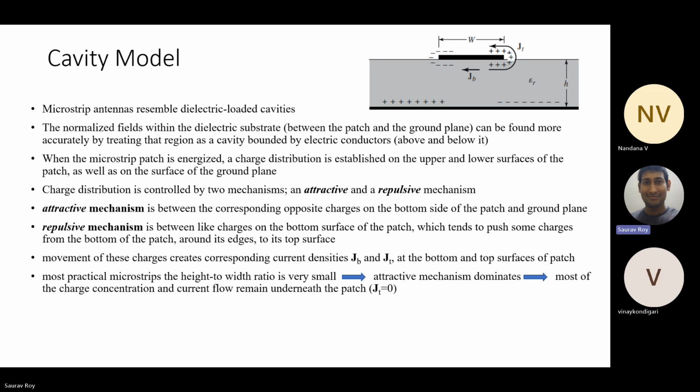and that will lead to current flow, right? If the charges move, only then does current flow come. And the repulsive mechanism is between the similar charges on the top and bottom surfaces. You see there is positive charge on the top surface and positive charge also on the ground layer, so that will lead to a repulsive mechanism. Now the movement of charges creates the current densities JB and JT. JB is the bottom layer current flow, and JT is the top layer current flow of the patch.